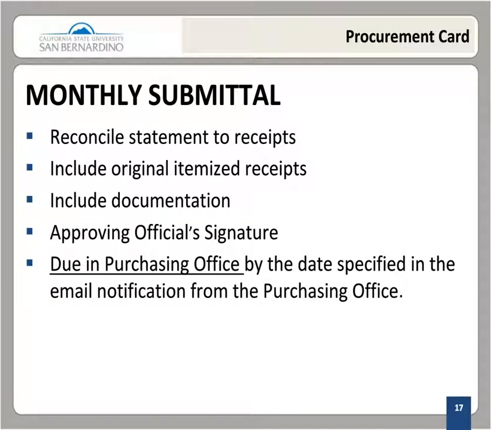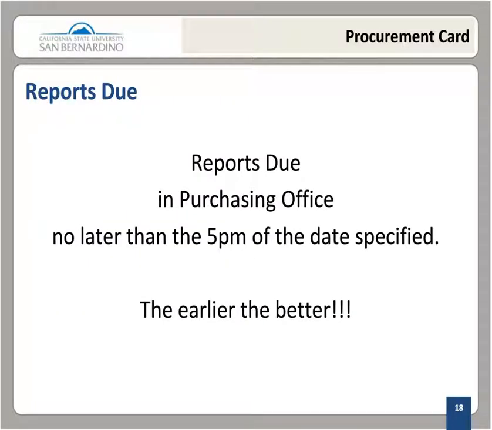We have just a few reminders of the monthly procurement card report submittal. You must reconcile your statement to your receipts. You must include the original itemized receipts and any documentation necessary must be attached. You must have the approving official signatures, and you must submit all documents to the purchasing office by the due date. The billing cycle is from the 16th of the month to the 15th of the next month.